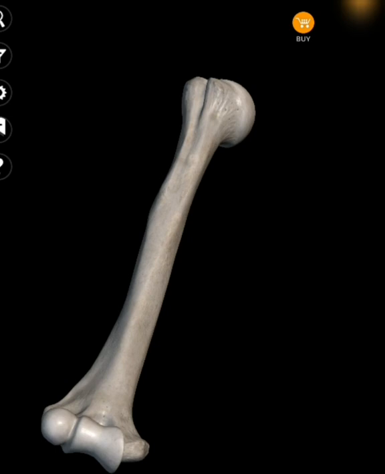The articular parts of the condyle are the capitulum and the trochlea. The capitulum articulates with the radius of the forearm, and the trochlea articulates with the ulna of the forearm.